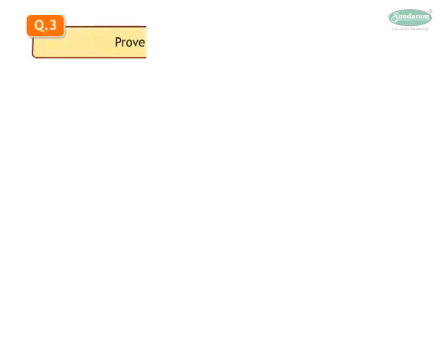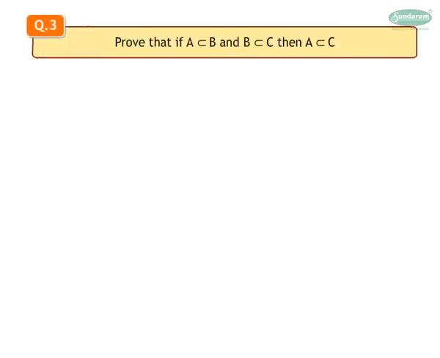Question 3. Prove that if set A is a proper subset of set B and set B is a proper subset of set C, then set A is also a proper subset of C.